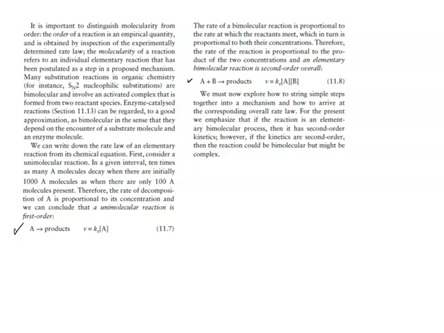Now that we've worked through these basics, we must now explore how to string simple steps together into a mechanism and how to arrive at the corresponding overall rate law. For the present, we emphasize that if the reaction is an elementary bimolecular process, then it has second-order kinetics. However, if the kinetics are second order, then the reaction could be bimolecular, but might be complex.